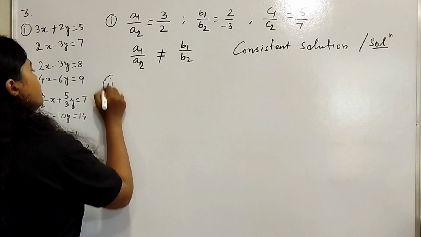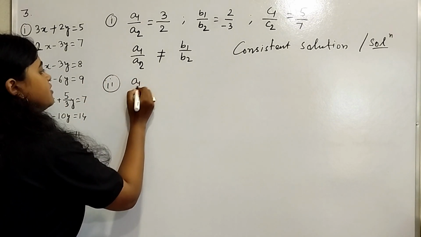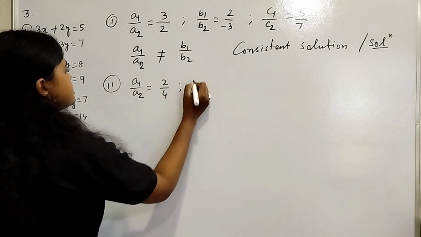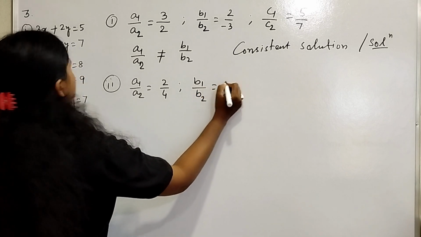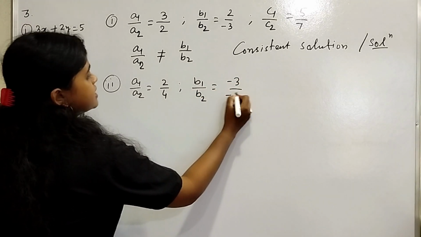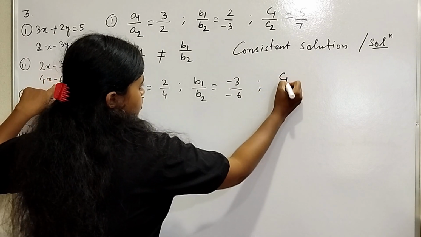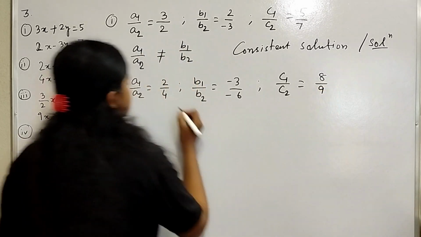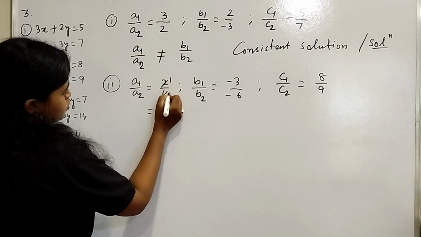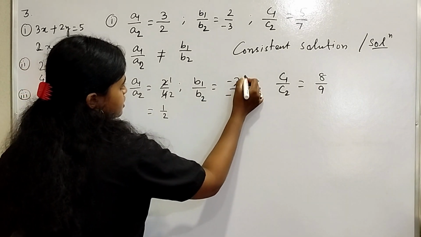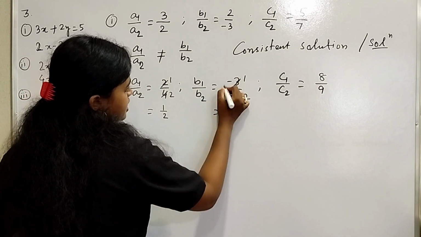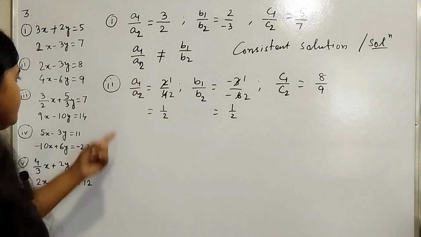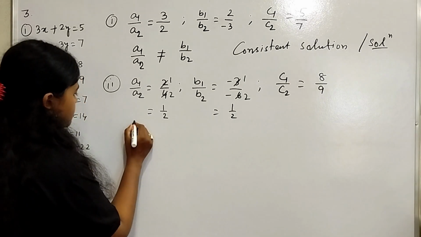So number 2. If I compare A1 by A2, so 2 by 4. Next B1 by B2 equals minus 3 by minus 6. Next C1 by C2 equals 8 by 9. If we simplify that, 2 1s are 2, 2 2s are 4, we get 1 by 2, and here 3 1s are 3, 3 2s are 6, that is 1 by 2, minus minus plus, and this is simplified.